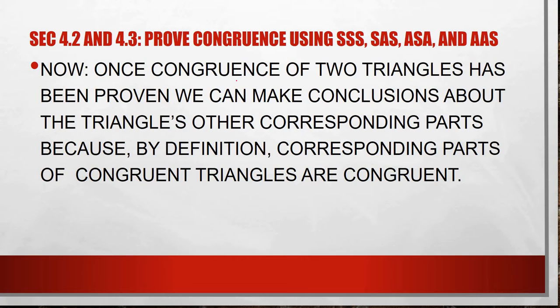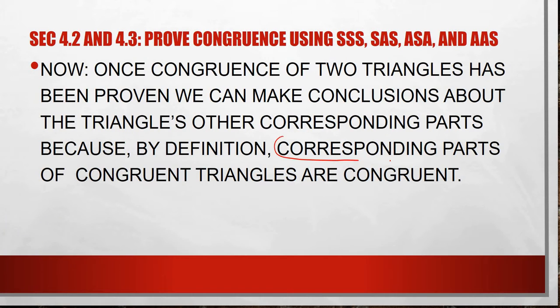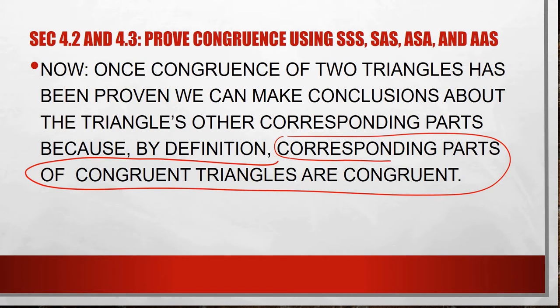Now, once the congruence of two triangles has been proven, we can make conclusions about the triangles' other corresponding parts because, by definition, corresponding parts of congruent triangles are congruent. So that's the definition we're going to be using to do our proof here. Corresponding parts of congruent triangles are congruent. So let's take a look at what this means.